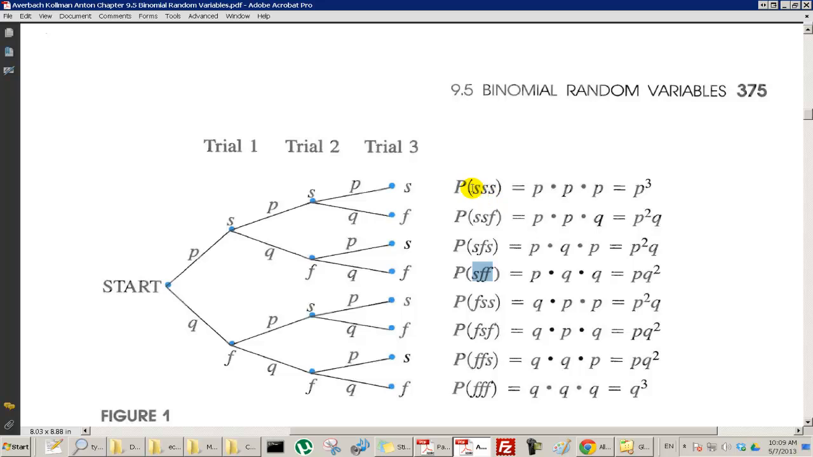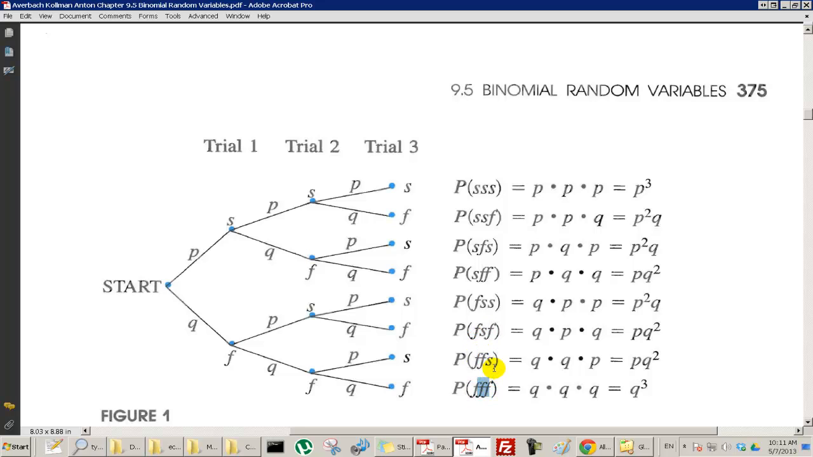So this would be mapped to 3. This one would be mapped to 2, because there are 2 successes in this outcome. This would be mapped to 2. This would be mapped to 1. This would be mapped to 2. This would be mapped to 1. This would be mapped to 1. And this would be mapped to 0.